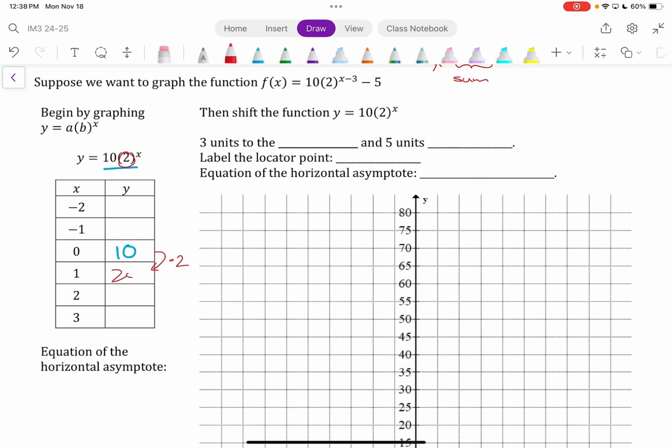So to go to the next number, I'm multiplying by 2. 10 times 2 is 20. 20 times 2 is 40. 40 times 2 is 80. Going backwards, I'm dividing. 10 divided by 2 is 5. 5 divided by 2 is 5 over 2, or 2.5.